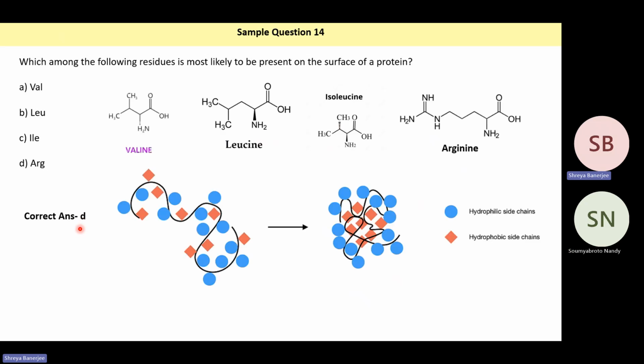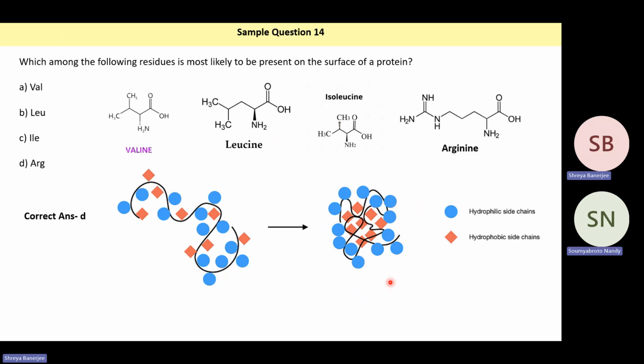Okay. So basically, these are the structures. You can see valine is hydrophobic. It has an alkyl side chain. Leucine also is hydrophobic. Isoleucine also hydrophobic. But the arginine side chain has NH2 and NH, so it is a hydrophilic side chain. Now, when a protein is folding, it will always prefer the hydrophobic side chains, the red ones here, to be in the interior, and the hydrophilic side chains to be exposed on the surface.